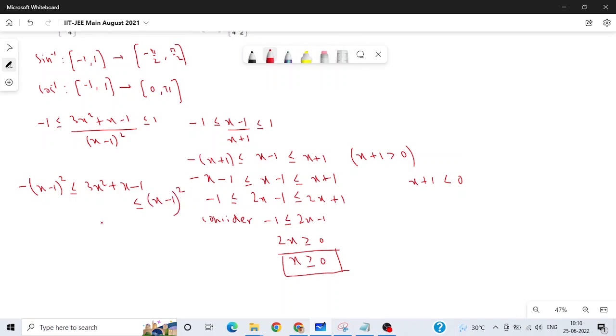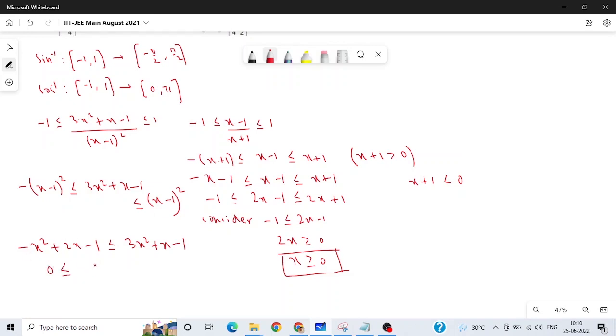Okay, we are multiplying by x minus 1 square. So now we have to simplify this, so we get minus times x square, then it becomes plus 2 times x because of the negative sign outside, and then minus 1 is less than or equal to 3x square plus x minus 1. Then we have the other inequality, less than or equal to x minus 1 square, so we are going to solve that separately. So now what we get here, let's transfer everything to the right hand side.